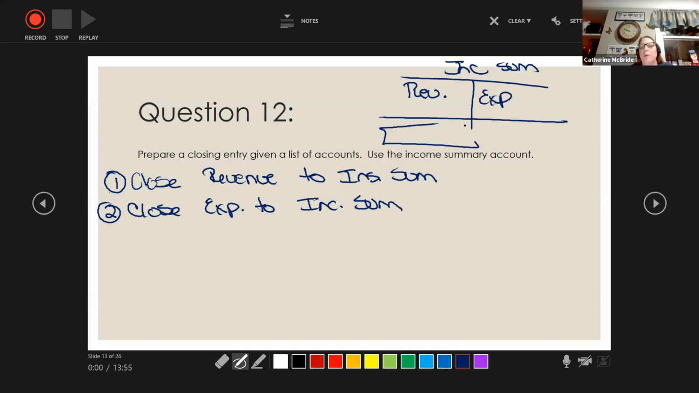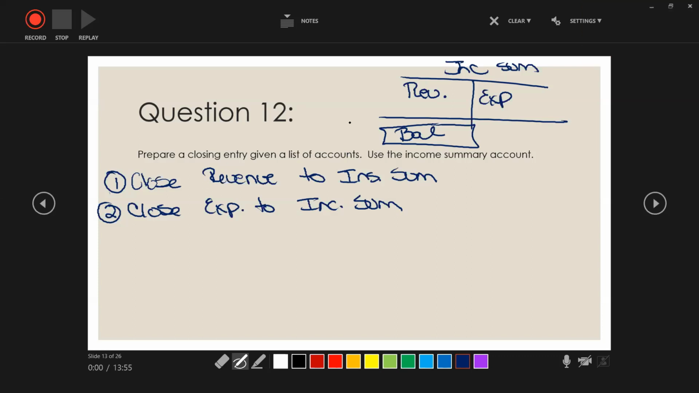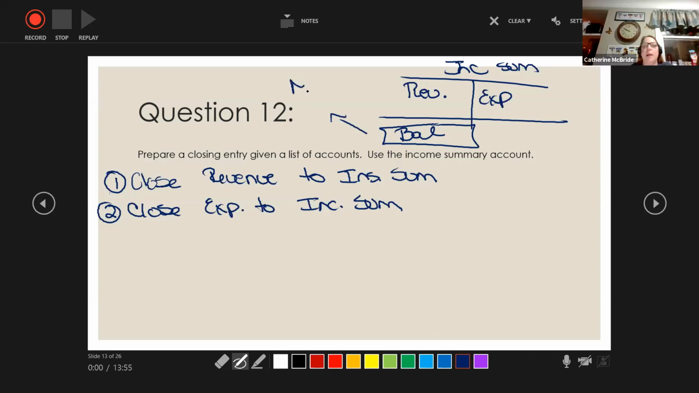now my expenses are here. What does this balance represent? If this is my revenue minus my expenses, what is that balance? Where would I find a check figure for my income summary account? What is revenue minus expense? Net income? Yep. My check figure for this is my net income. That's why you would use the income summary account.